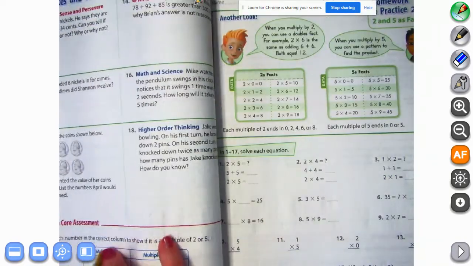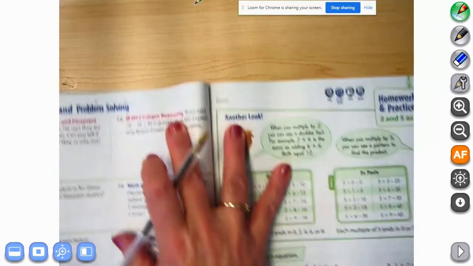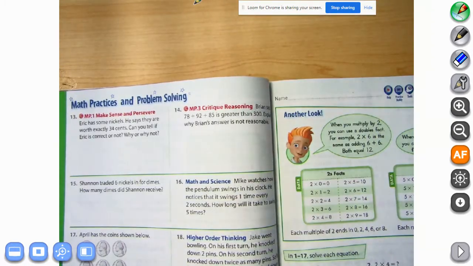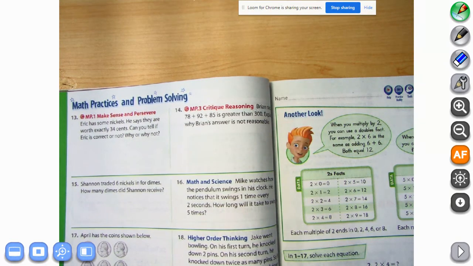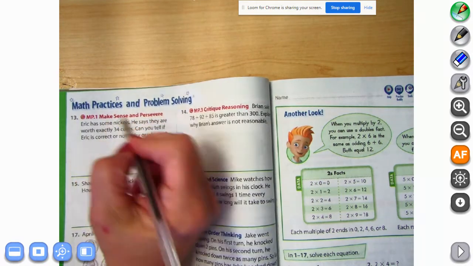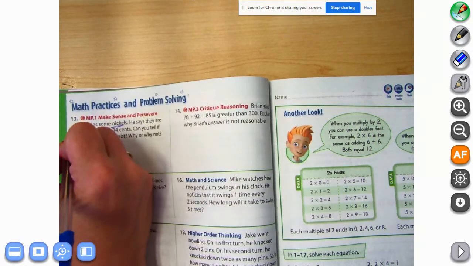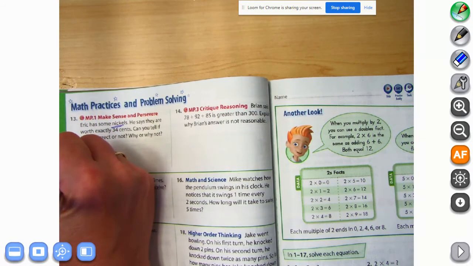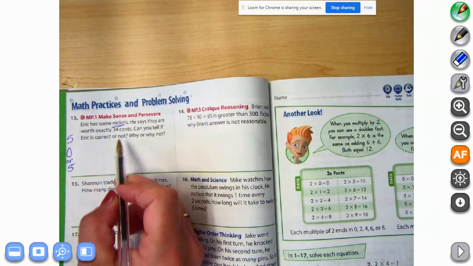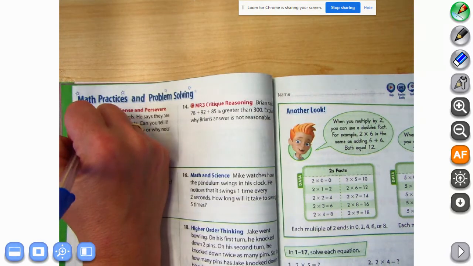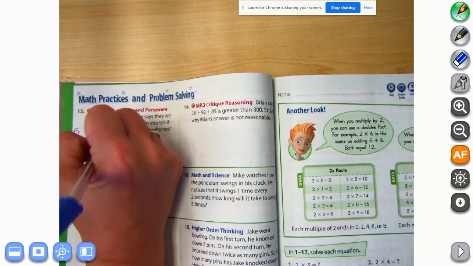All right, on the next page, 64 at the top, it says, Eric has some nickels. He says they are worth exactly 34 cents. Can you tell if Eric is correct or not? Why or why not? Okay, if it is a nickel, it's worth 5. So a multiple of 5 ends in a 0 or a 5. That ends with 34. Can you tell if Eric is correct? Eric is not correct.